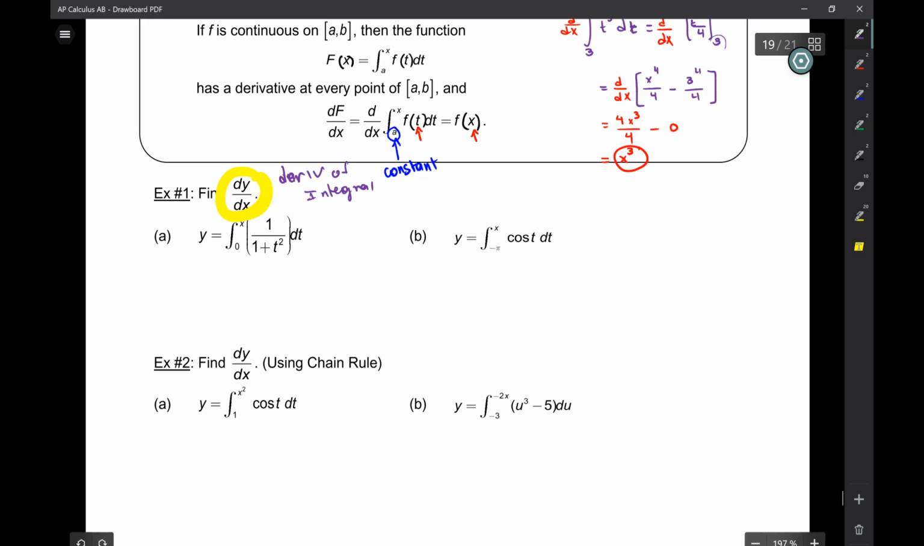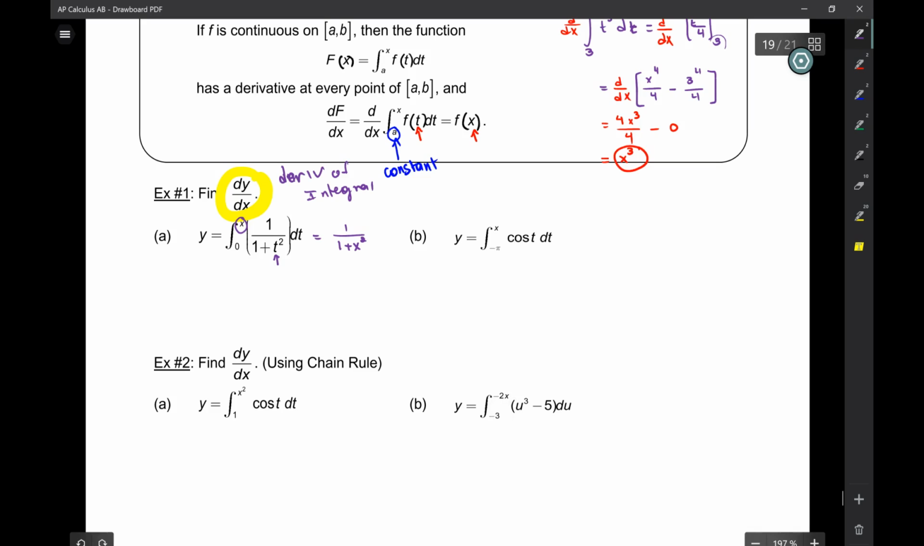Let's see if this qualifies. I have a number and then a variable here. Yeah, it qualifies. So what I do is I take the x and I just substitute it for the t. So this will just be 1 over 1 plus x squared. And with that, I'm done. That's it. Wow, I know. It's beautiful. Let's see if this will work.